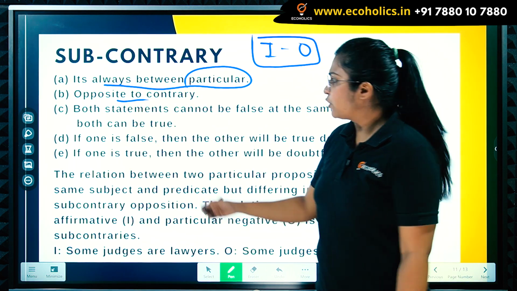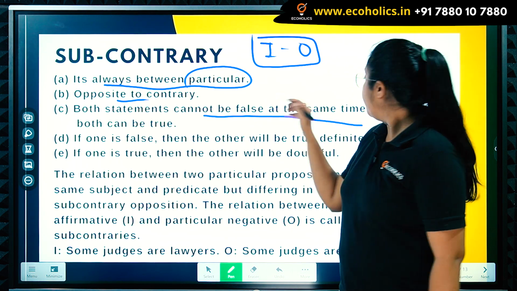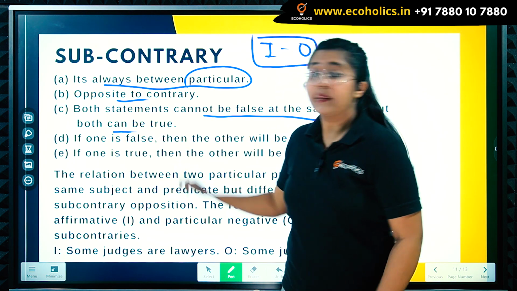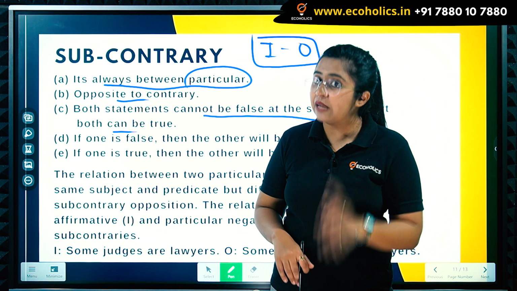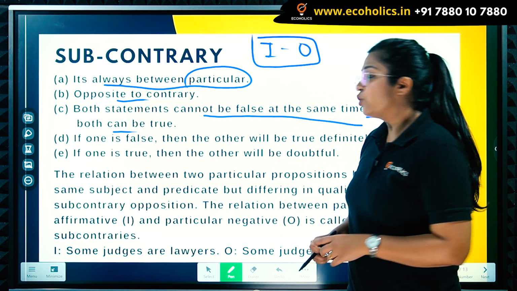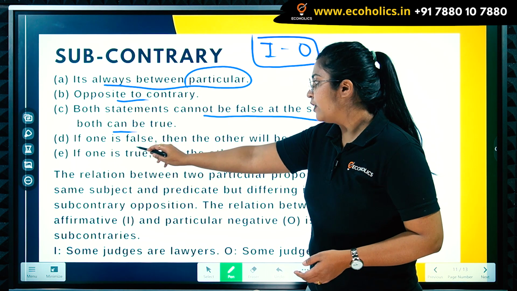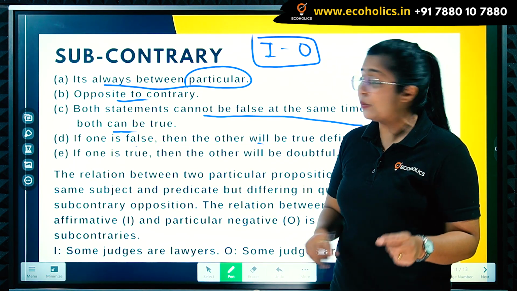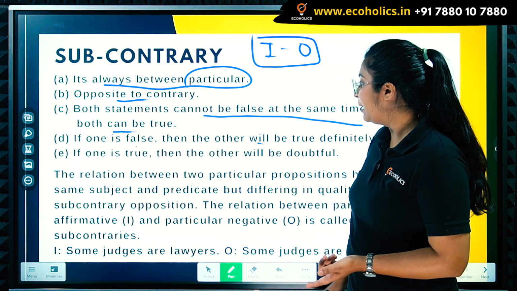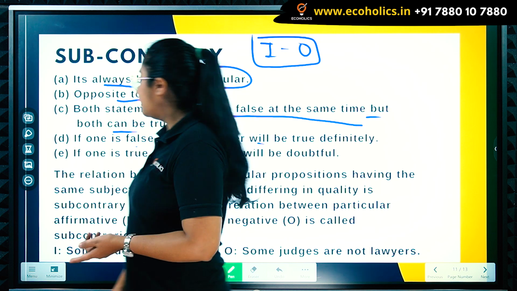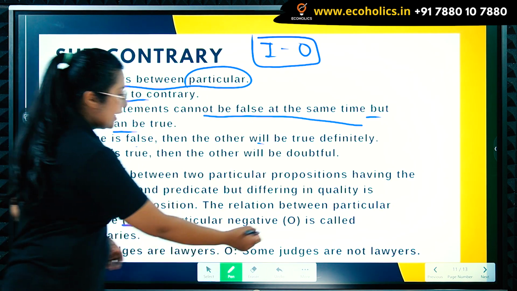This is opposite to contrary. Both statements cannot be false at the same time, but both can be true at the same time. So the rules will be totally opposite from what we learned in the contrary. If one is false, then the other will be definitely true, but if one is true, then the other will be doubtful.